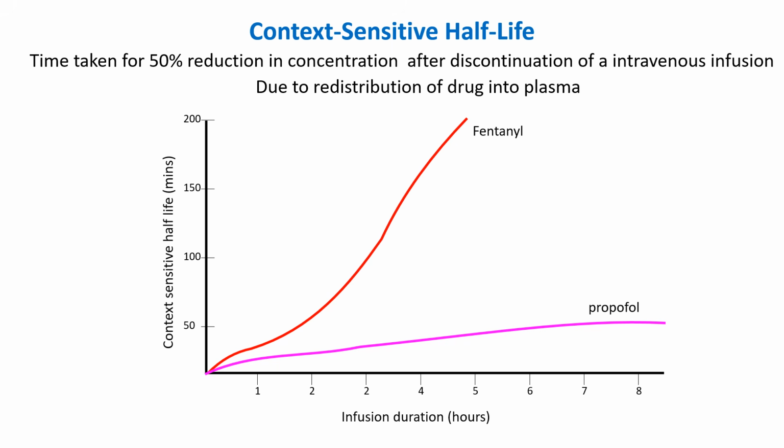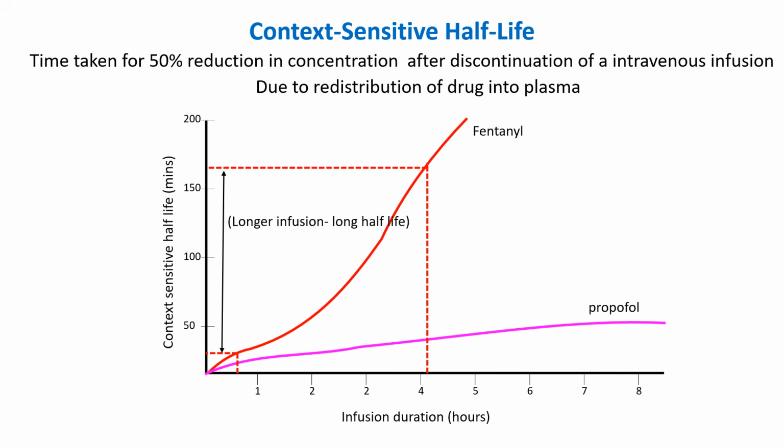For short infusion, the context-sensitive half-life is relatively short, allowing for a quick recovery as the drug is rapidly redistributed and cleared from the body. However, with prolonged infusion, the context-sensitive half-life increases significantly. This is because fentanyl, being highly lipophilic, accumulates in fat tissues and then slowly leaches back into the bloodstream, prolonging its presence in plasma and thus extending the recovery time.